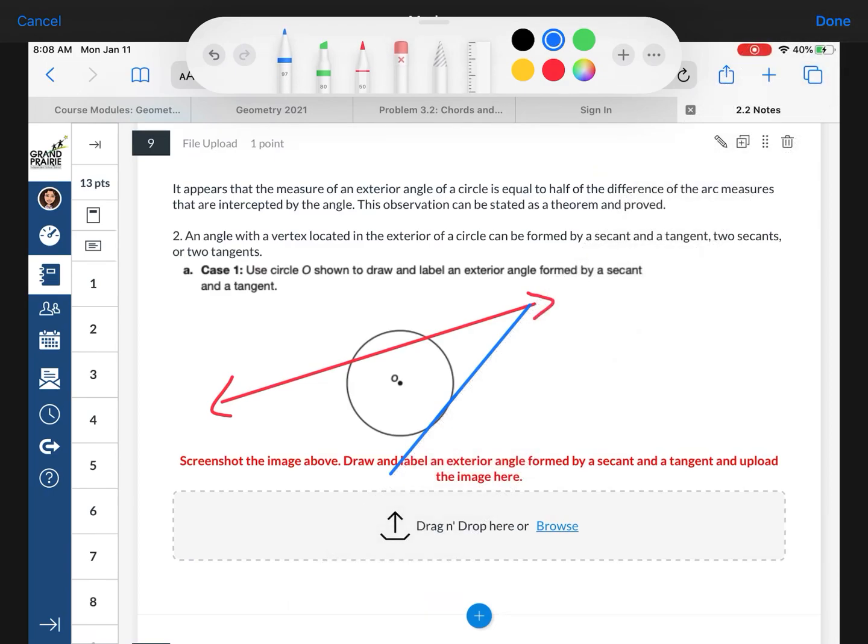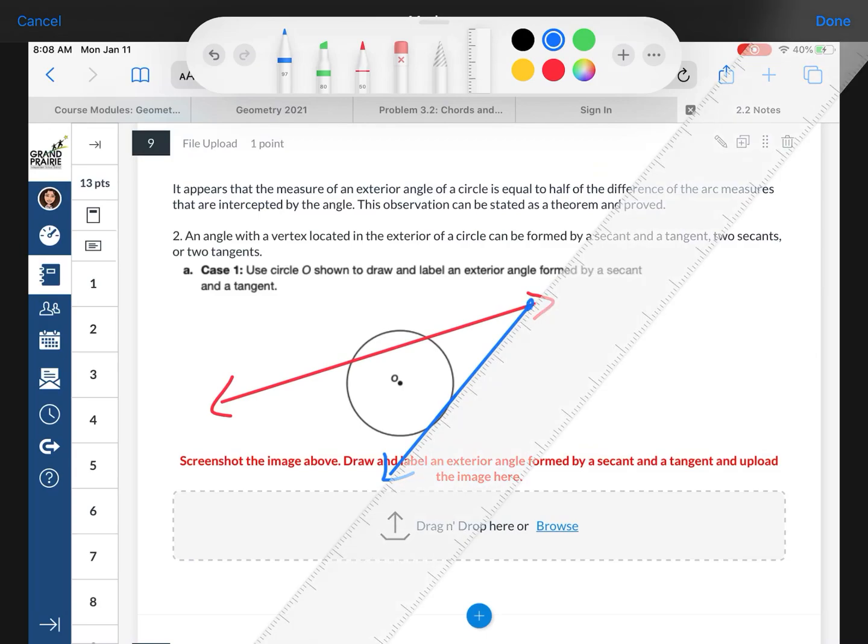Okay, and this is the tangent line. Okay, and the tangent line, let me erase that arrow. It looks a little funky. And they basically intersect right there.